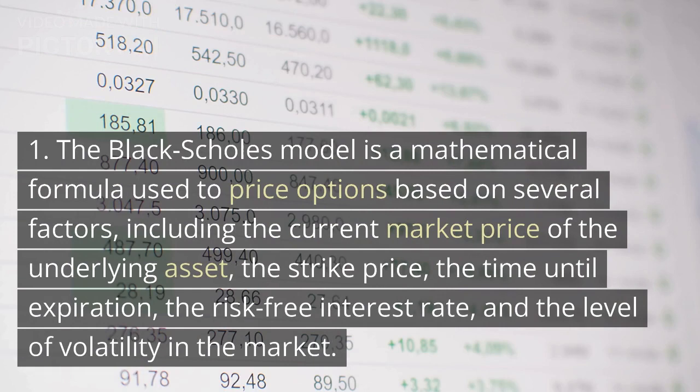1. The Black-Scholes model is a mathematical formula used to price options based on several factors, including the current market price of the underlying asset, the strike price, the time until expiration, the risk-free interest rate, and the level of volatility in the market.